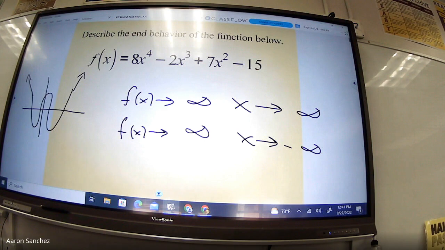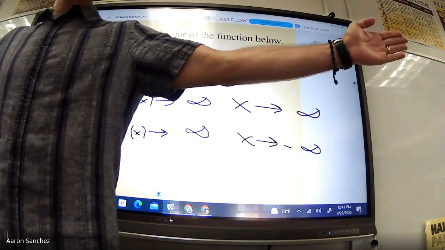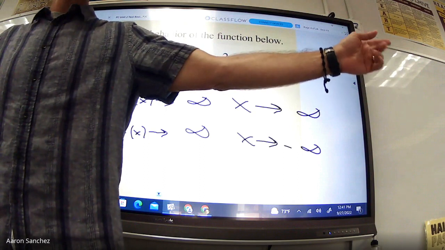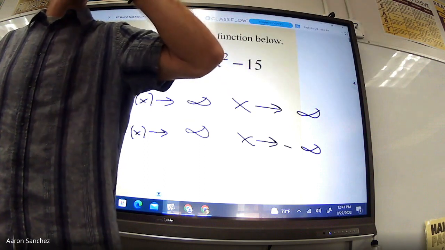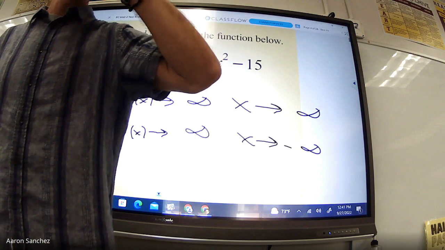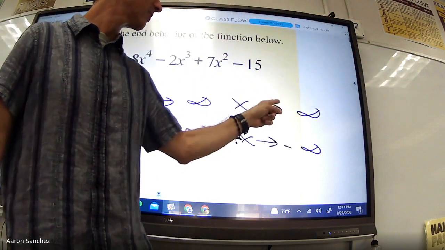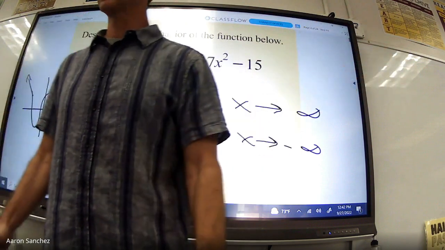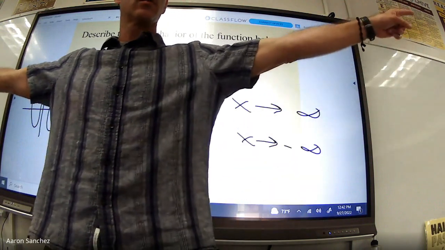Okay, so we're talking about the end behavior, right? End behavior is what it's doing at the ends. Okay, so tell me about the positive infinity. Why did I write that? Because it's going in this direction. So this is saying, what's it doing in this direction? The negative infinity is saying, what's it doing in that direction? The ends.